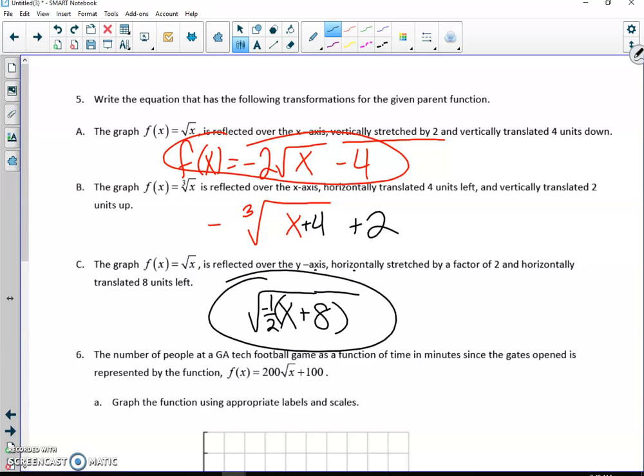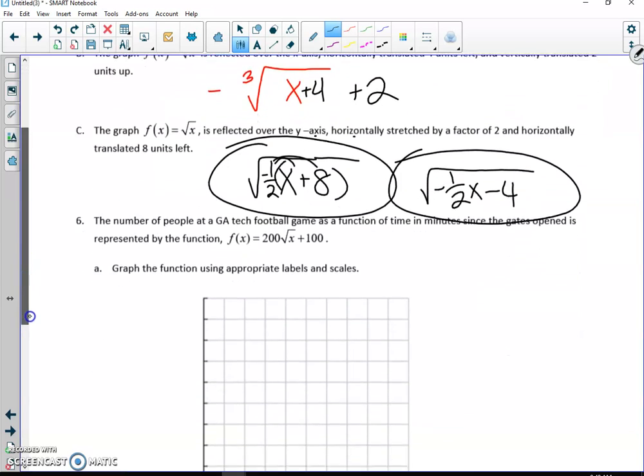But most of the time, the way that they write it is they actually distribute this in. And so most of the time it will be written like negative 1/2 x, and then negative 1/2 times 8 is negative 4. So most of the time it'll be written like that. Okay, so this is really probably what you'll see on most things like that.